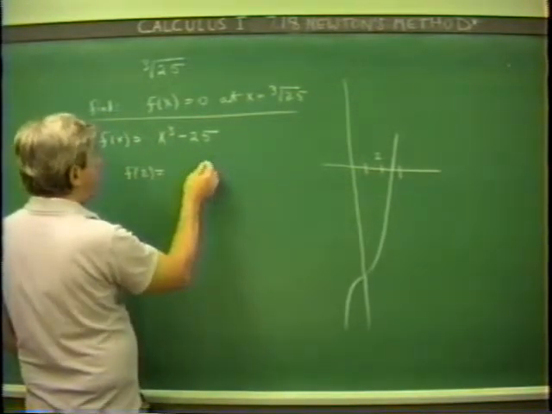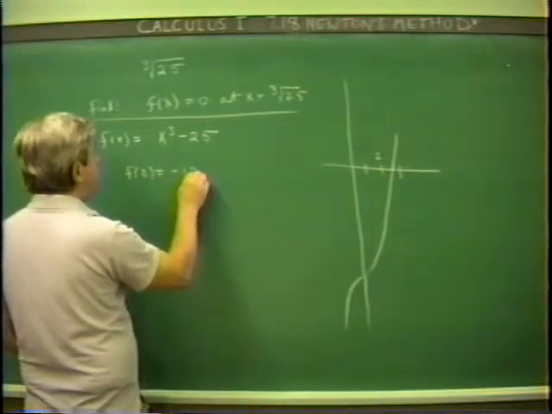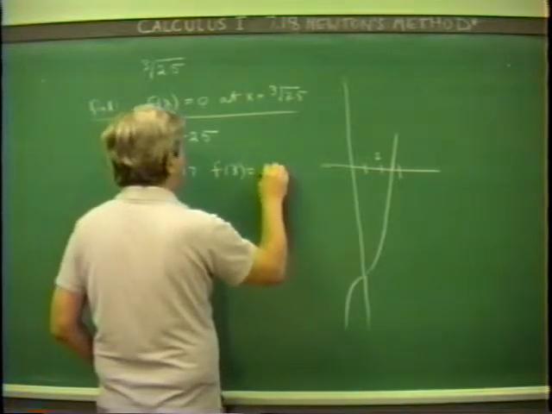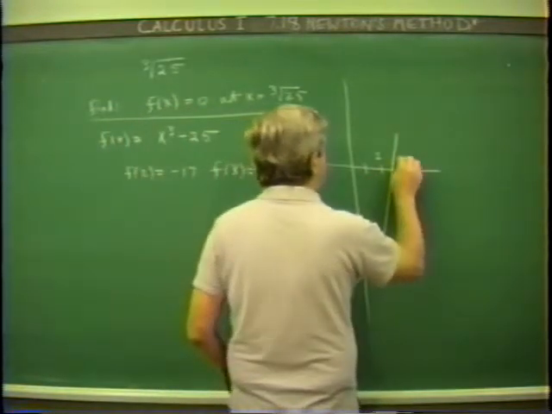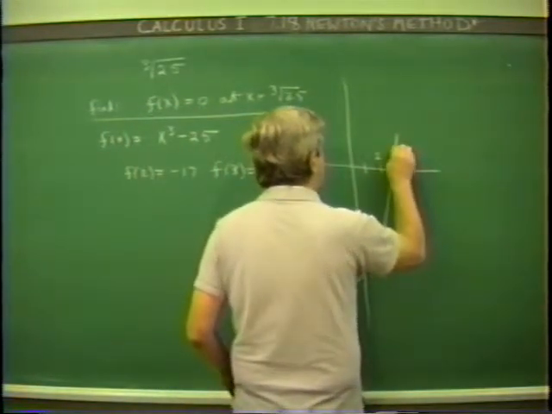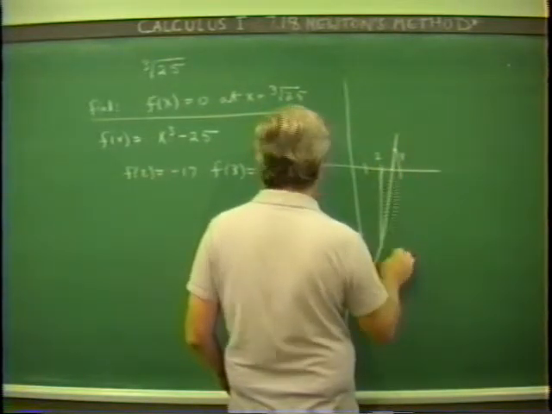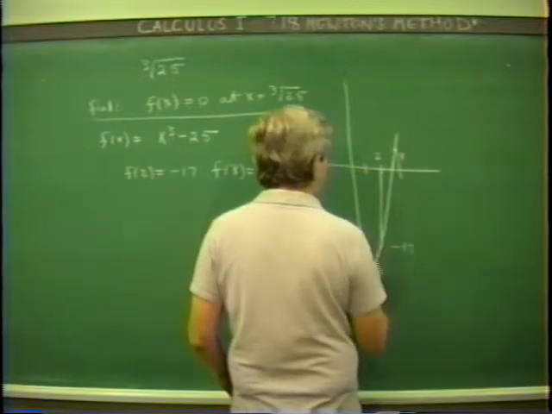Right? It's going to be 0 somewhere between 2 and 3, namely at the cube root of 25. And it looks something like this. Right? The value of the function at 2 is 8 minus 25, or minus 17. The value of the function at 3 is equal to 2. So at 3, the value of the function is 2.